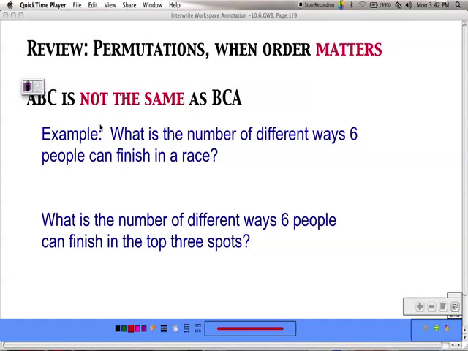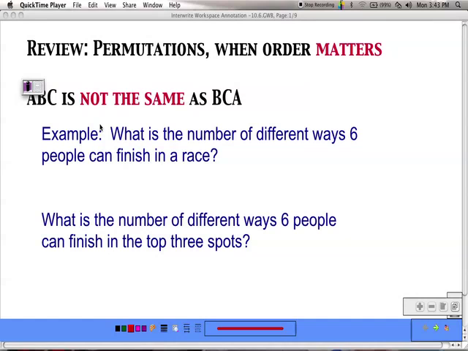Starting section 10.6, let's review a little bit. In 10.5, we looked at permutations, and permutations is when order matters. So what that means is ABC is not the same thing as BCA. They're counted as two separate things. One example is what is the number of different ways 6 people can finish a race.